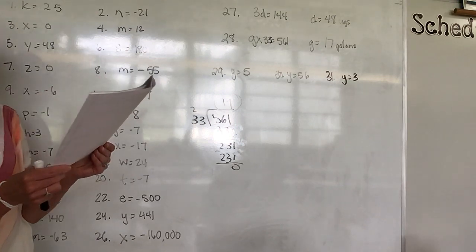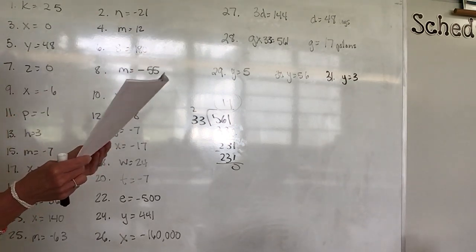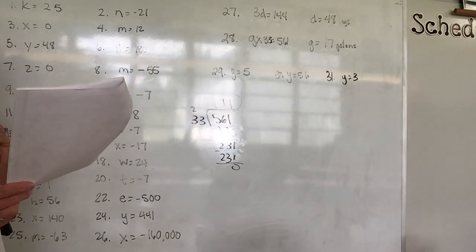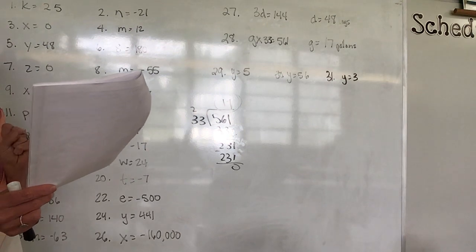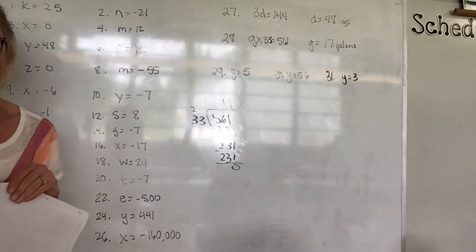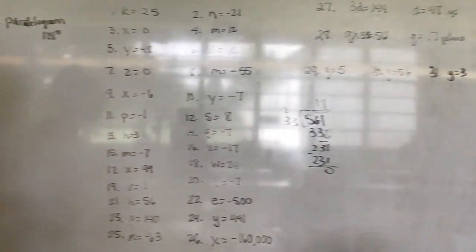For what values of y is each equation true? So we're finding the value of y. For 29, y should be 5. For 30, y should be 56. And for 31, y should be 3. All right, let's come on over here now.